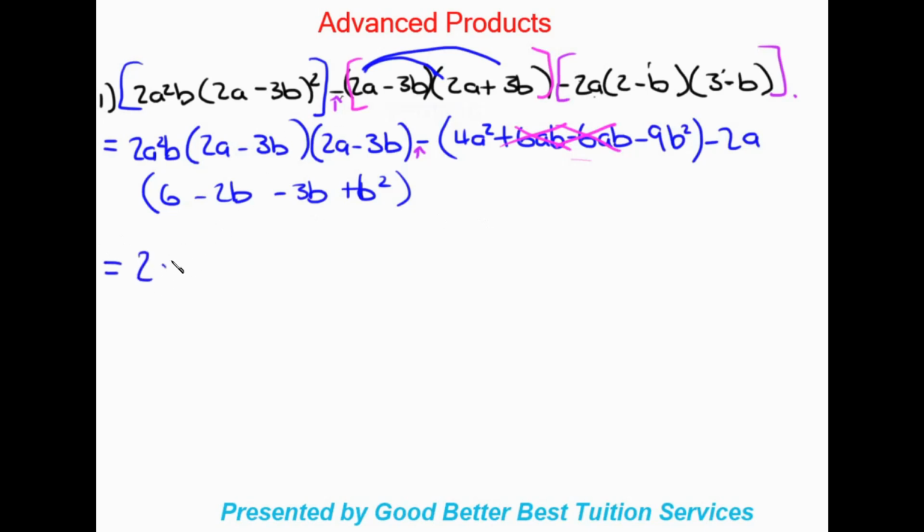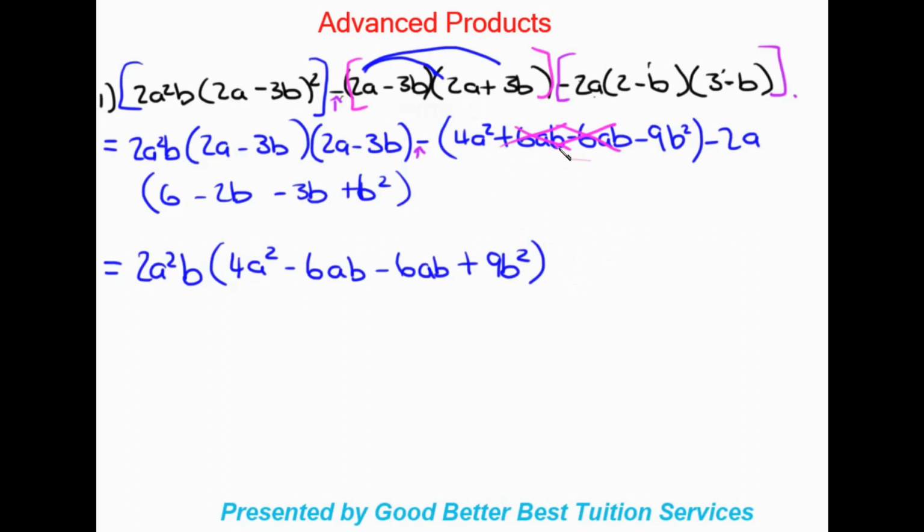So what we can do now is still keep that 2a squared b and times this binomials out. And what we end up getting is 4a squared. That is the 2a times 2a. 2a times negative 3b. We get negative 6ab. And negative 3b times 2a gives me negative 6ab once again. And negative 3b times negative 3b gives me positive 9b squared. Cool.